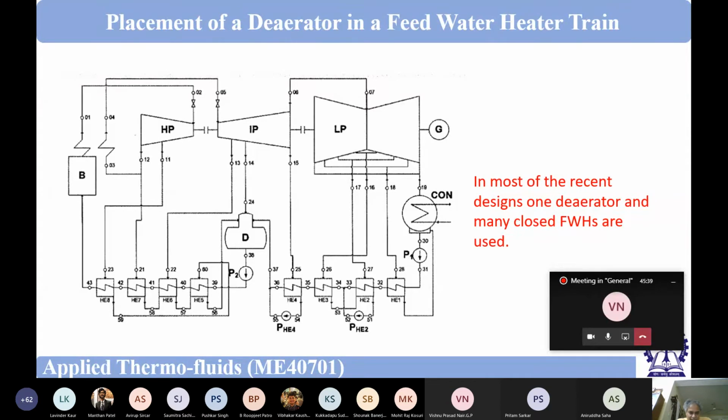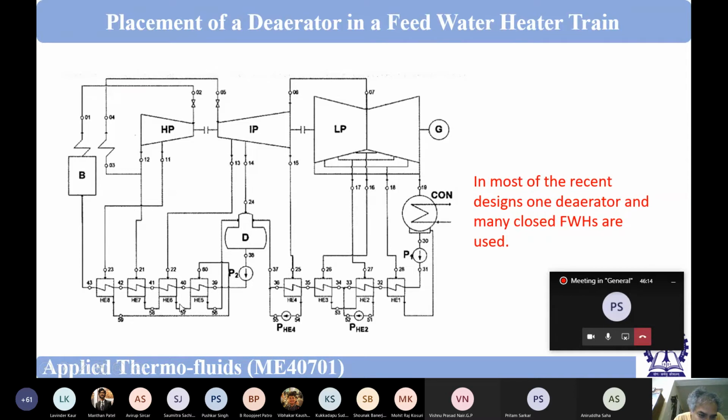Correct or wrong? Sir, there is one line from the IP intermediate turbine, like 1-3, that is moving to 2-2 HE6. That is not going through the deaerator. No, that is not going through the deaerator. That is true, but whatever steam forms there will come to HE5.